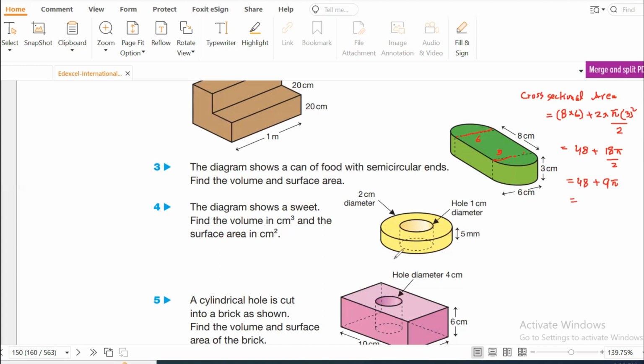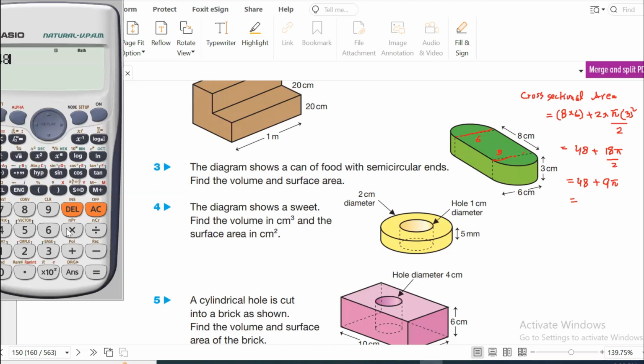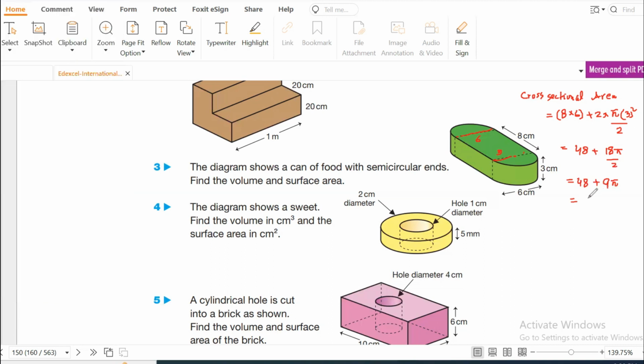Next we can check in the calculator. 48 plus 9 shift pi gives us 76.27, and we are looking for the volume. So for the volume of this prism, volume equals the area of the cross section, 76.27, multiplied by the length.